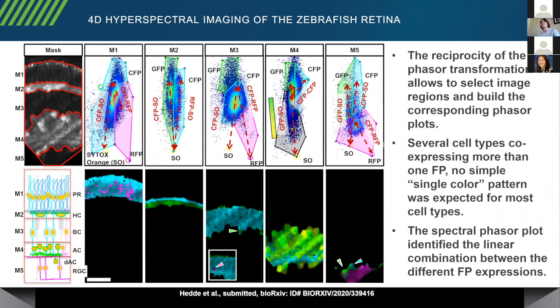Okay, just a little bit more about the phasor plot. One advantage of the phasor method is the reciprocity, meaning that you can go off the phasor plot and select regions there and highlight them in the image, but you can also choose regions in the image based on the intensity and then reconstruct the phasor plot from that. And this is what we have done here, highlighted the different regions representing the eye architecture. I don't want to go into too much detail, but you can see that every one of those regions has a unique spectral fingerprint on the phasor plot that we can distinguish and then utilize to identify the different purposes and biology of the cells that is going on.